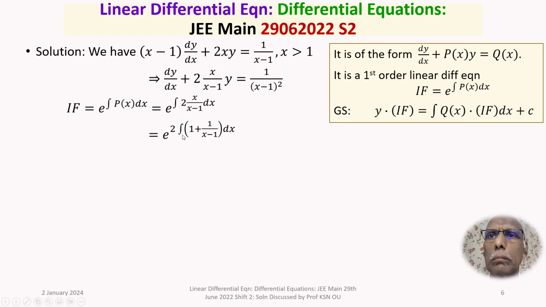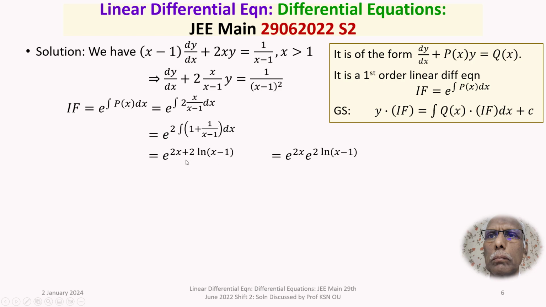If you integrate, the integral of 1 is x, plus the integral of 1/(x - 1) with respect to x is ln|x - 1|, and there is a 2 before all these things. So that will be equal to e^(2x + 2 ln|x - 1|). So the integral of 1 is x, 2 into x, plus 2 into the integral of 1/(x - 1), which is ln|x - 1|.